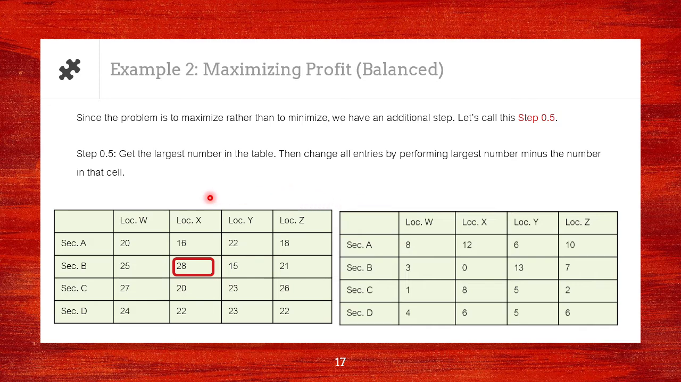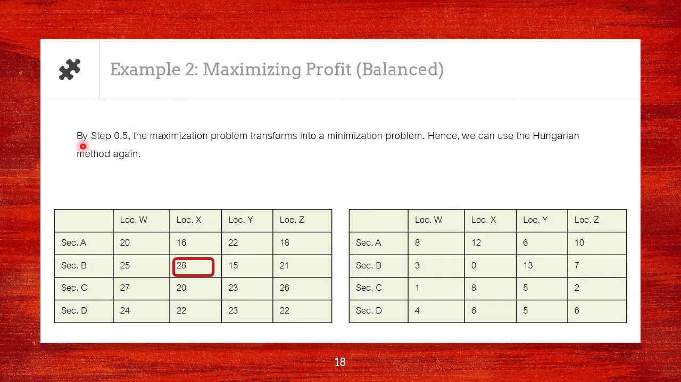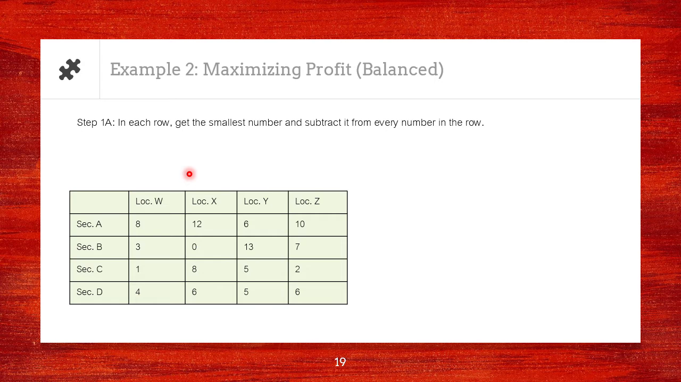Now, what is the meaning or the essence of step 0.5? By step 0.5, the maximization problem transforms into a minimization problem. And because this is now a minimization problem, we can go back to using the Hungarian method again. So if we perform step 0.5, our maximization problem becomes a minimization problem. So in this case, we can use the Hungarian method again. Let's recall the Hungarian method.